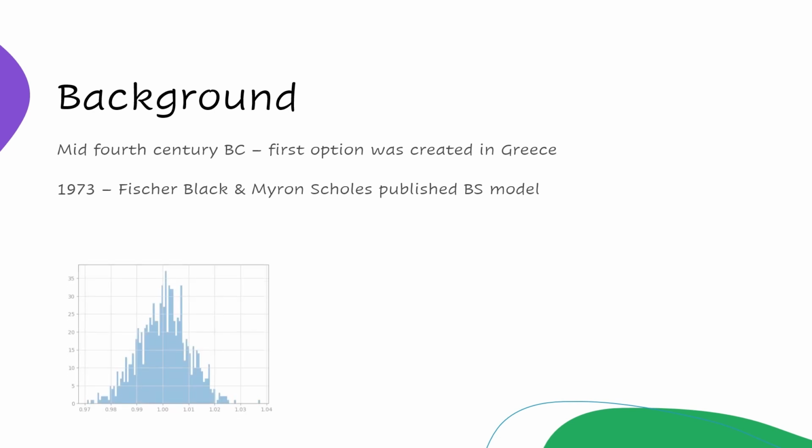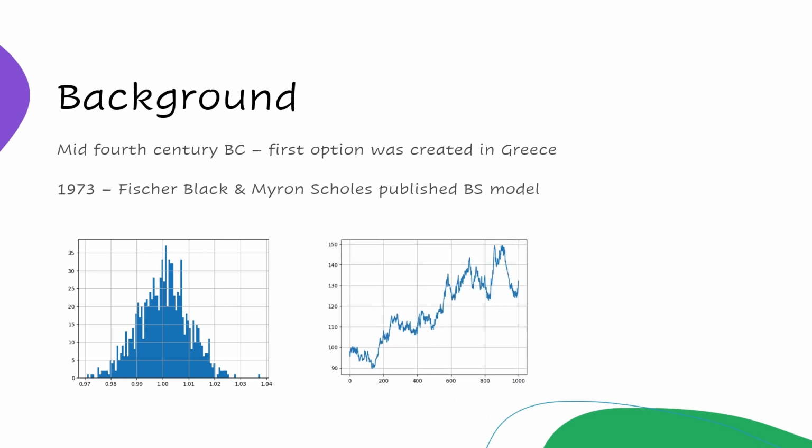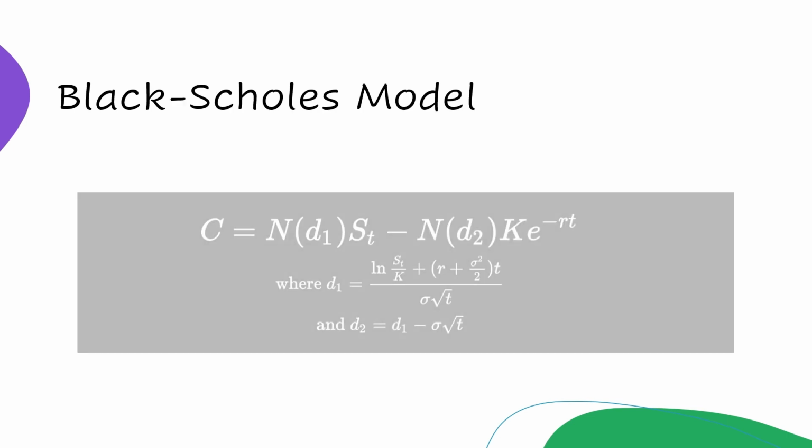The core idea of Black-Scholes model is that by assuming underlying asset's log return follows normal distribution, a mathematical formula can be derived for computing European option prices. The Black-Scholes formula takes the form of this equation.